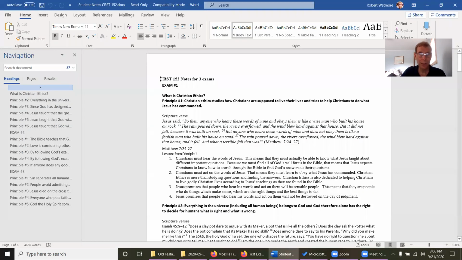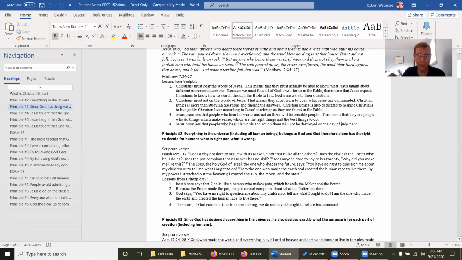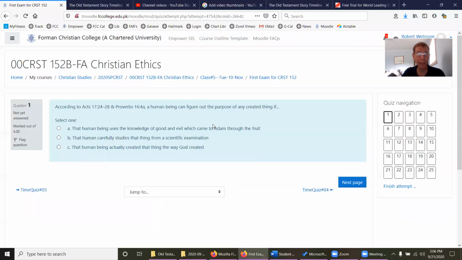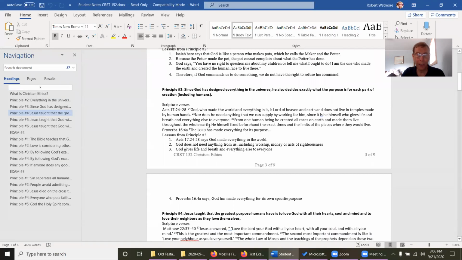Here are the notes. Oh, this is not Proverbs. Here's Acts right here, and here's Proverbs here. It's this principle we're talking about, okay? Look at it again. Acts 17, 24 through 28, Proverbs 16. Okay, it's right here. It's this one, principle number 3. Since God has designed everything in the universe, he also decides exactly what the purpose is for each part of creation, including humans. And then it has 3 lessons.